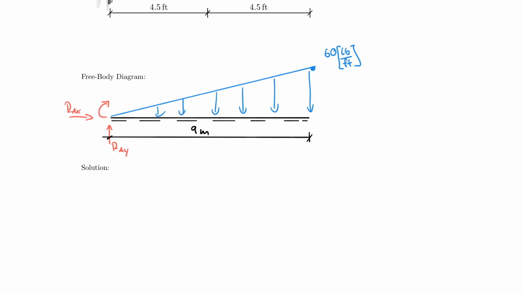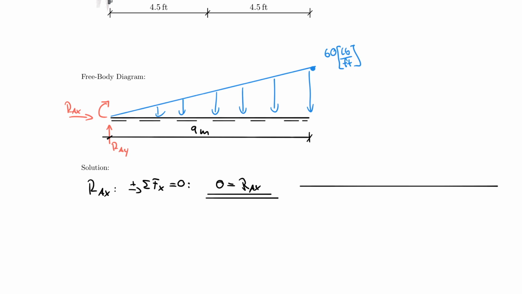And now I calculate first RAX by the sum of the forces in the x direction being equal to 0, positive to the right. 0 is equal to RAX, which happens to be a result. So I double underline it and give myself the answer arrow here.